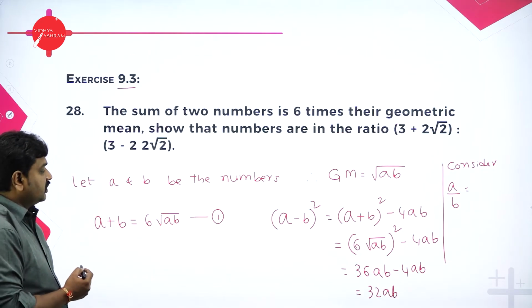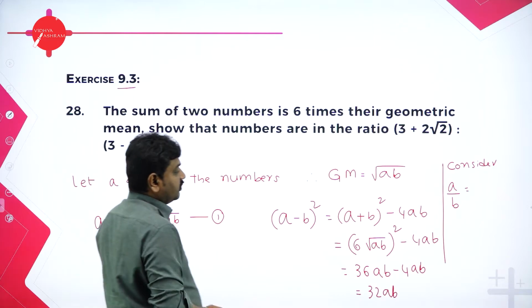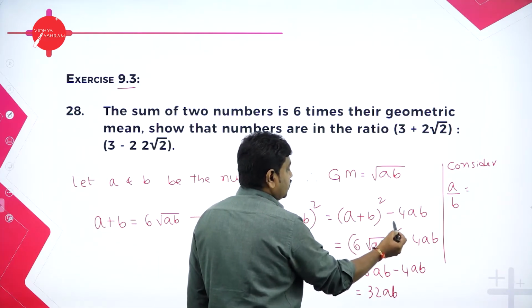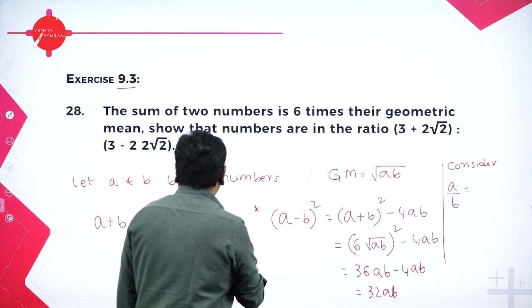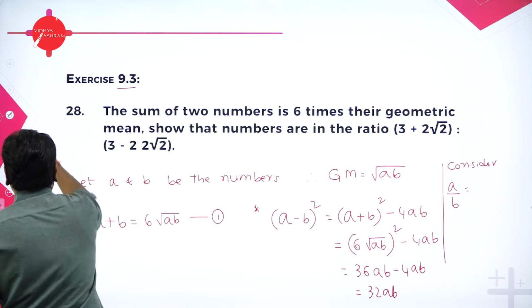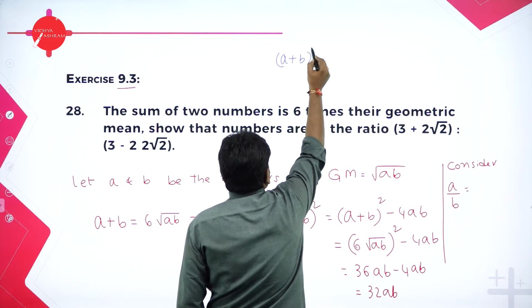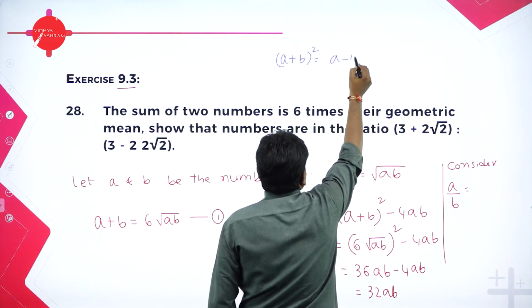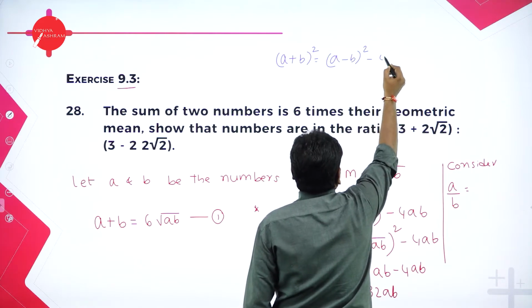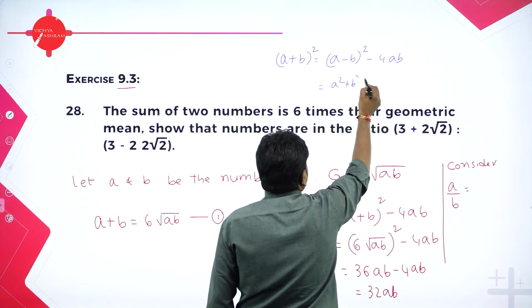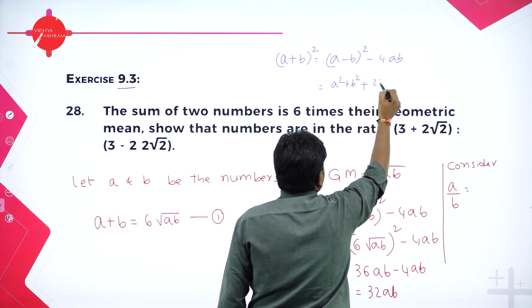But the basic is here. The basic is what? Algebraic conversion. A minus B the whole square can be written as A plus B the whole square minus 4AB. This is the key. Similarly, A plus B the whole square can also be written as A minus B the whole square plus 4AB. Makes your process faster. So if you expand this, this will become A square plus B square plus 2AB minus 4AB.